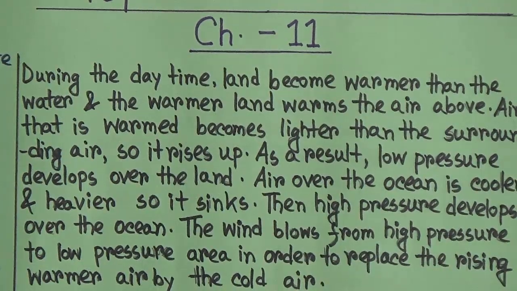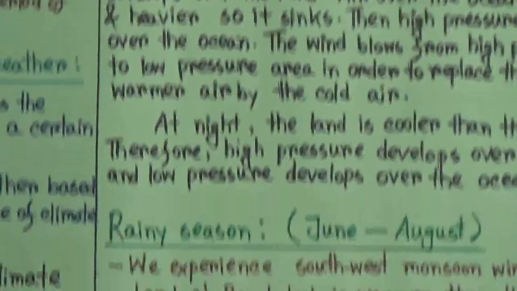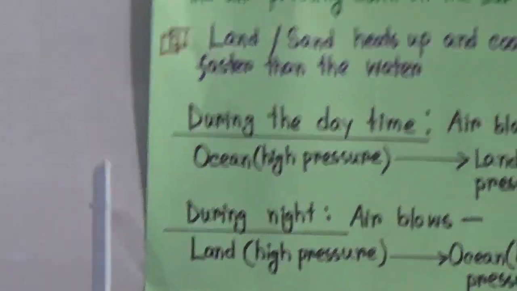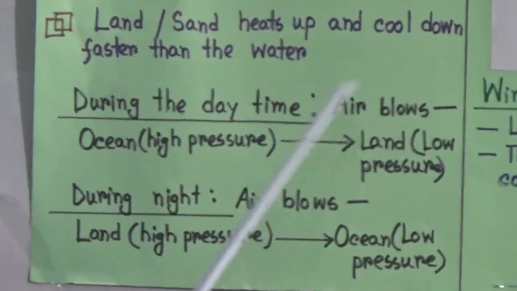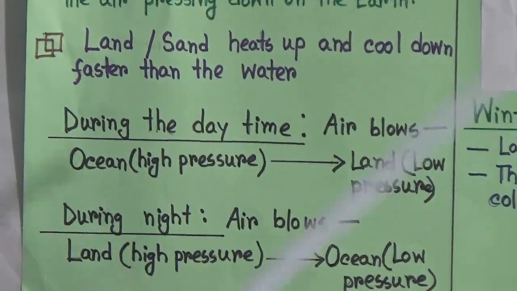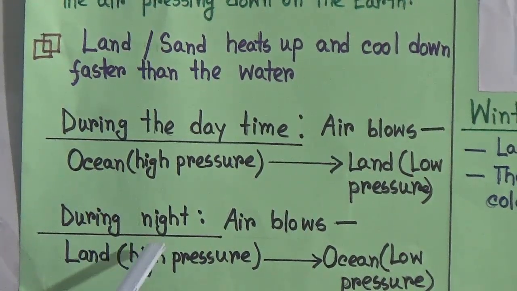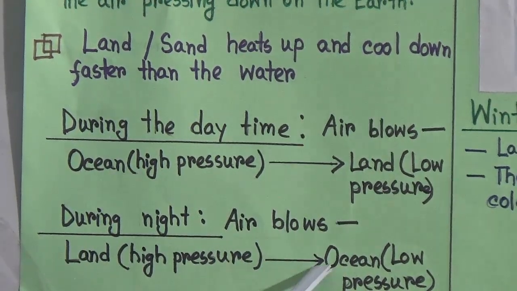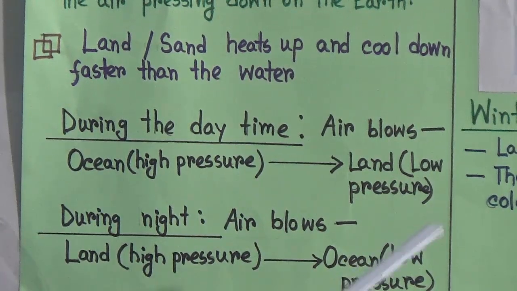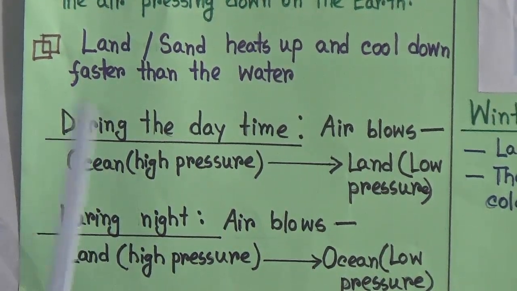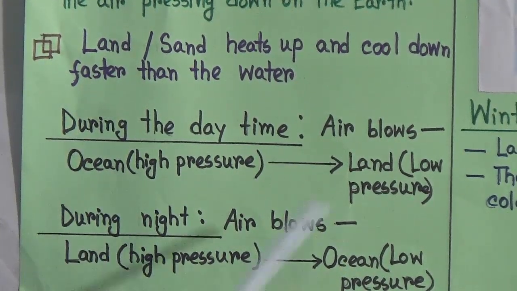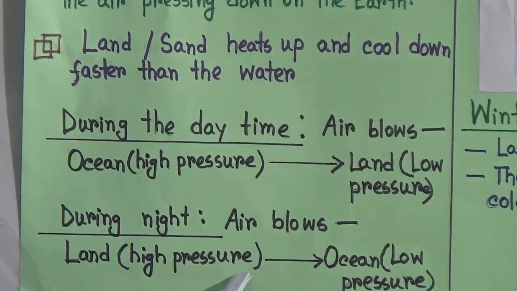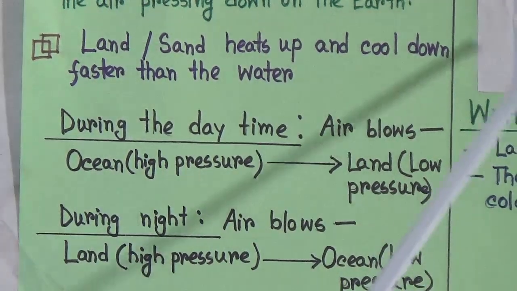During night, this occurs in reverse. We find that during night, high pressure will arise over the land and low pressure will arise over the ocean. So during night time, air blows from high pressure to low pressure.